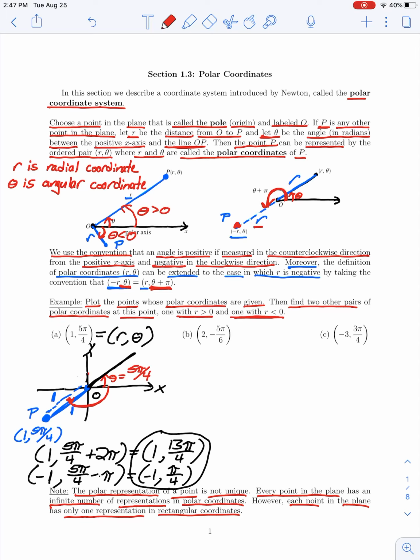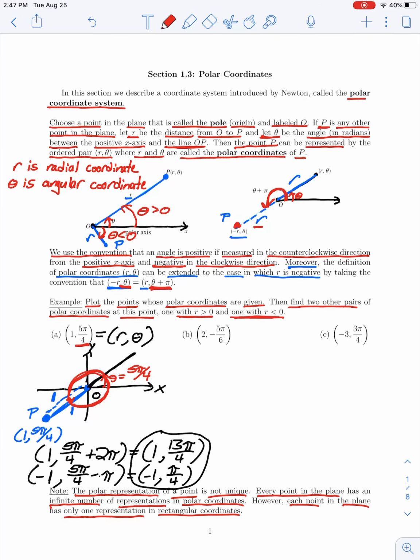So why do we have infinitely many representations in terms of polar coordinates? Well, we mentioned for any point whose polar coordinates are known, we could add or subtract any integer multiple of 2 pi to that angular coordinate, and we would get the same point. We would just maybe wrap around this circle multiple times by adding more and more multiples of 2 pi. So there's infinitely many representations possible. So let's look at some other examples.